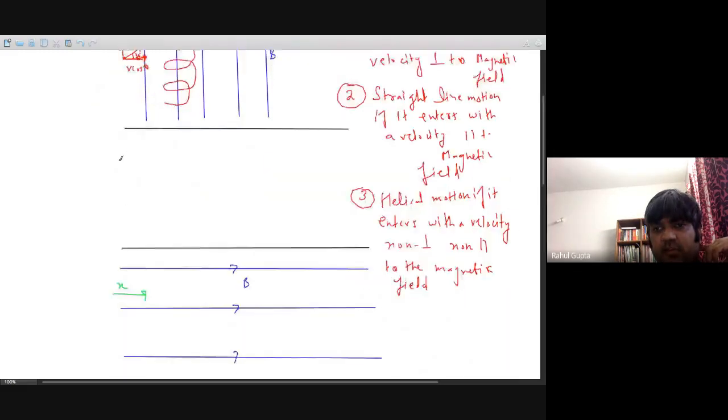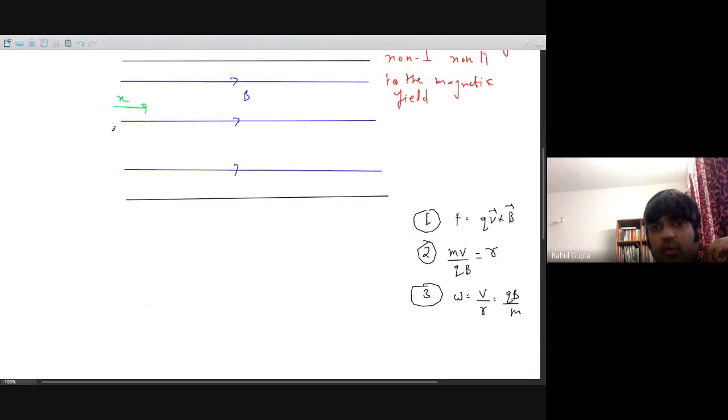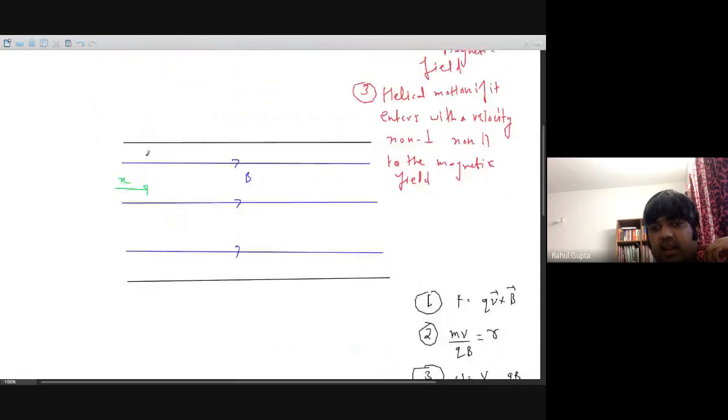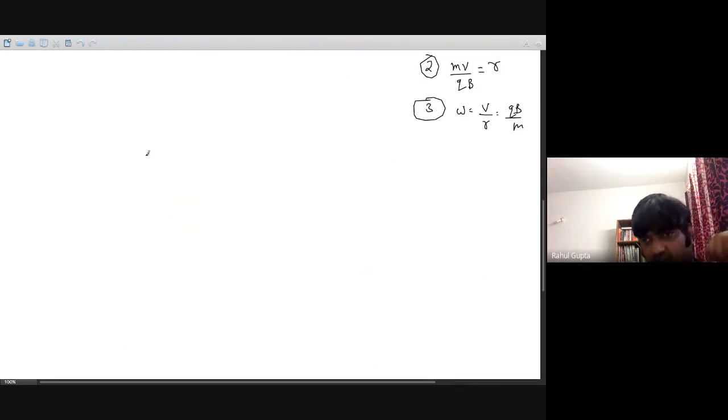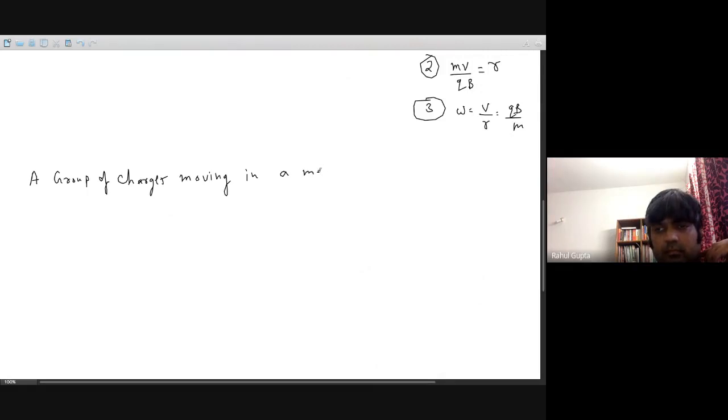Now let's come to the next part of this story. So far we have been focusing only on a single charge in a magnetic field. Now I will focus on a group of charges moving in a magnetic field. This is also called current in a magnetic field, because a bunch of charges moving in a magnetic field is what? It's current only. A bunch of moving charges in a magnetic field constitutes current.